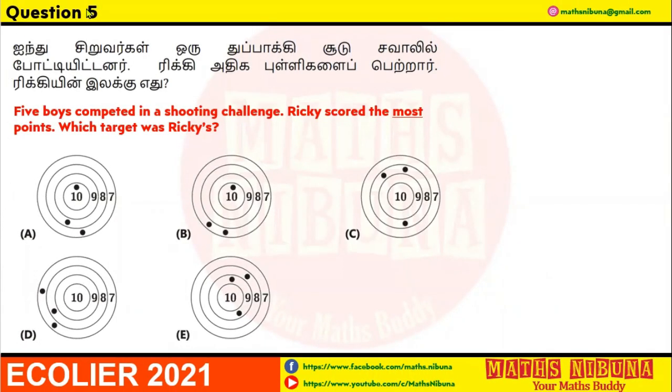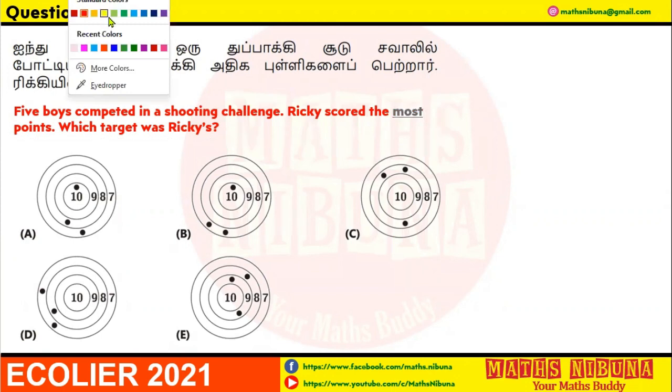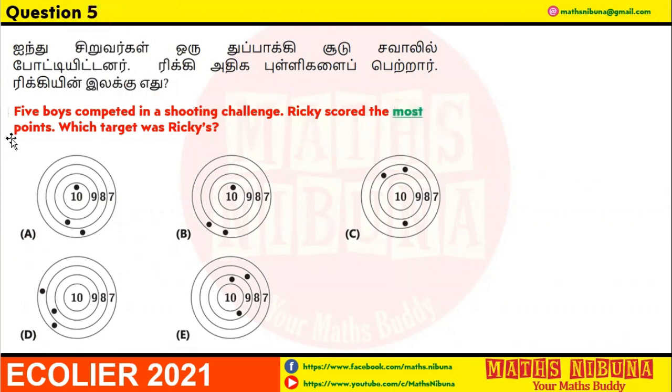Okay, look at question number 5. 5 boys competed in a shooting challenge. Ricky scored the most points. I mean the highest point is scored by Ricky. We just underline it. Which target was Ricky?